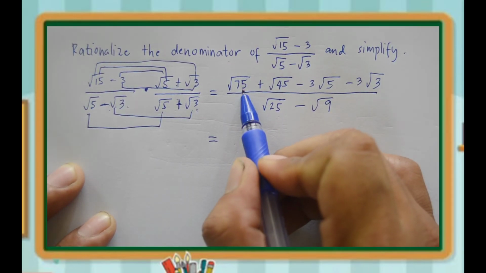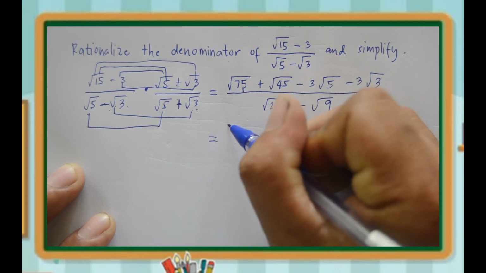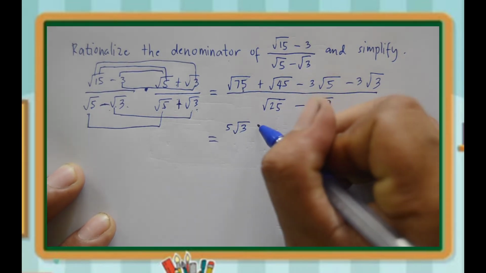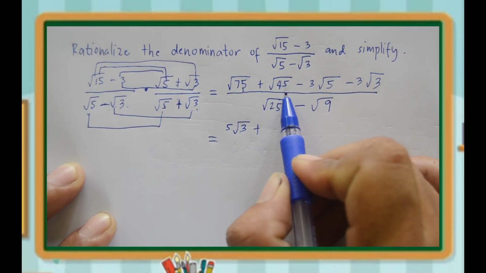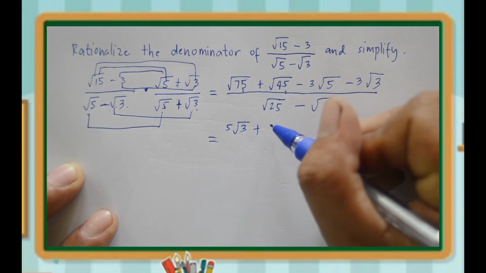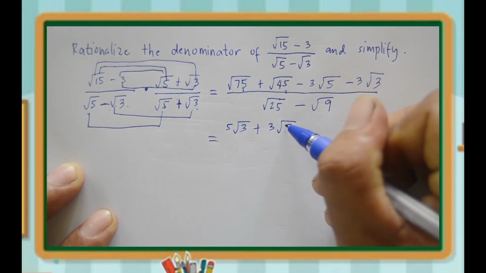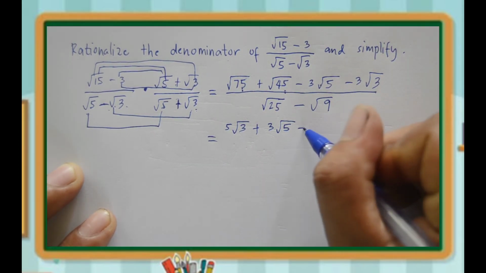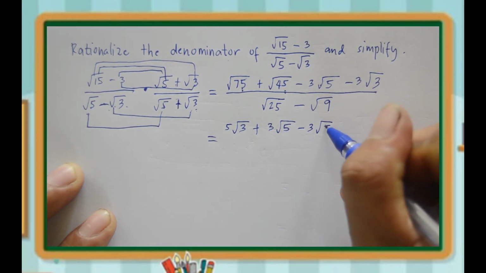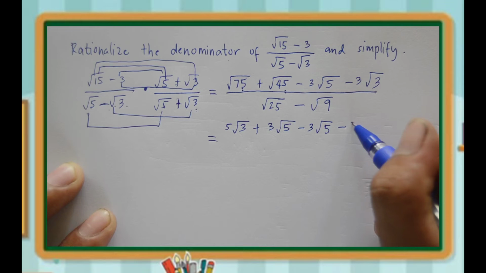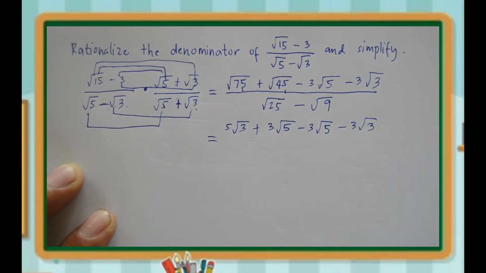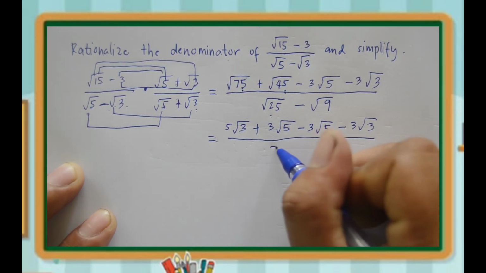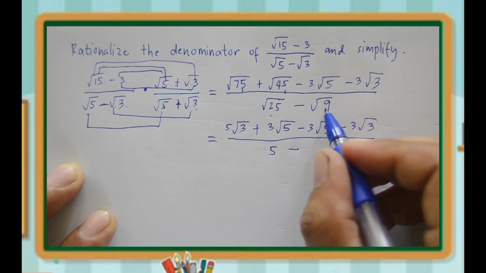Square root of 75 is square root of 25 times 3, and square root of 25 is 5, so we have 5 square root of 3. Plus the square root of 45, which is square root of 9 times 5, and square root of 9 is 3, so we have 3 square root of 5. Minus 3 square root of 5, we copy that because it is already in simplified form, minus 3 square root of 3. Then in the denominator, square root of 25 is 5, minus square root of 9, that is 3.